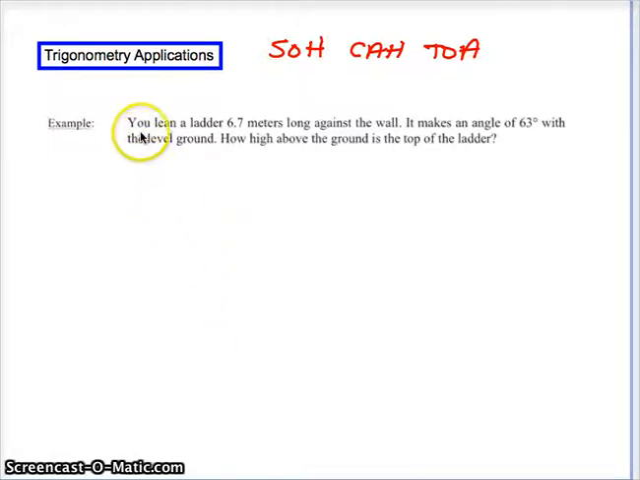In this question, it says you lean a ladder 6.7 meters long against the wall. It makes an angle of 63 degrees with the level ground. How high above the ground is the top of the ladder? Let's draw a picture here to illustrate the situation. I'm not much of an artist, so I'll give it my best shot.